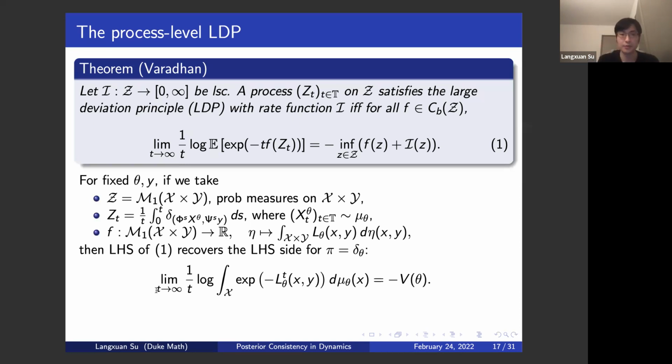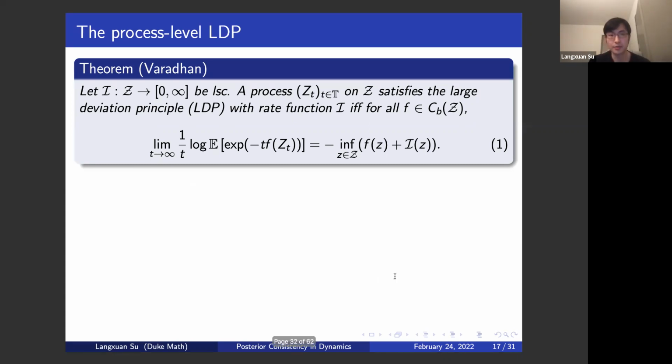Okay, it is not important that you see exactly how this works out, but by comparing the expressions, you can figure out yourself what to put for f and Z, etc. So now that we have matched the left-hand side of the characterization with Varadhan's lemma, we also want to match the right-hand side, right?